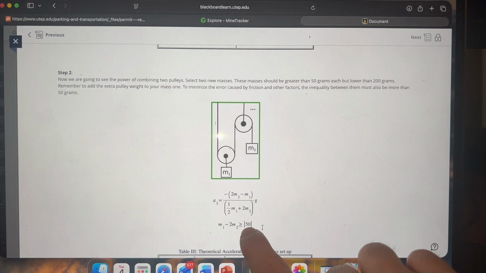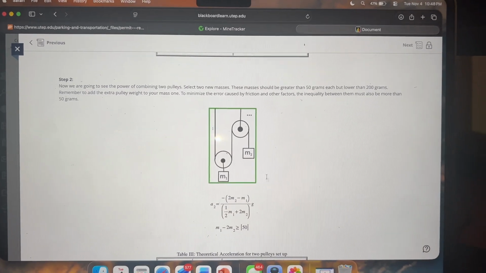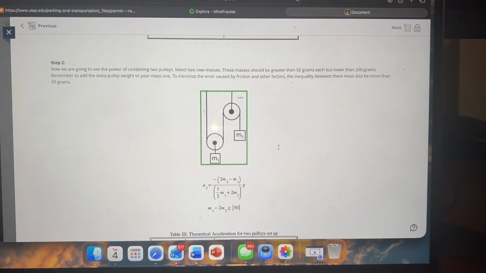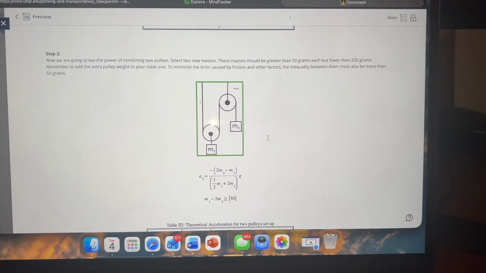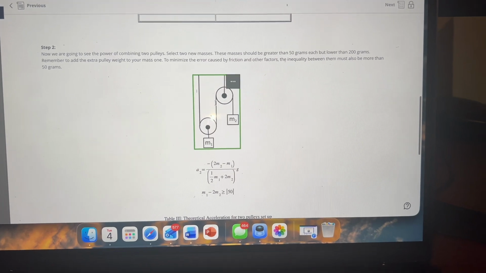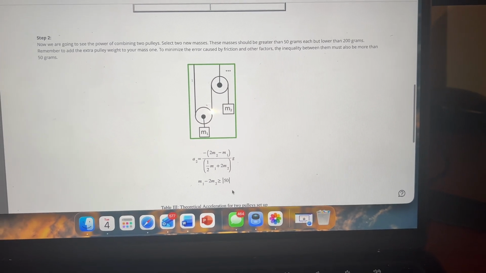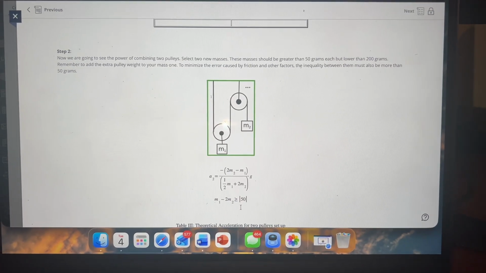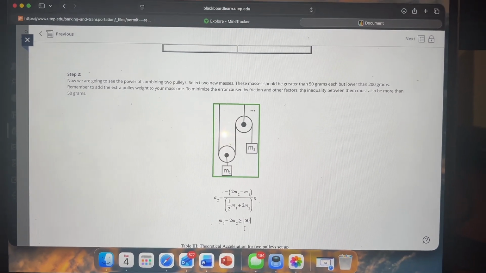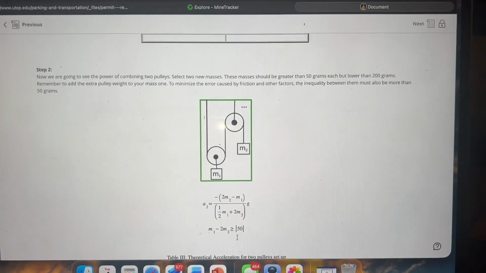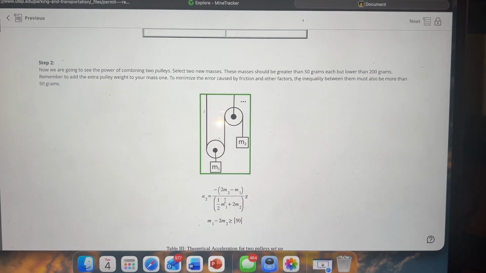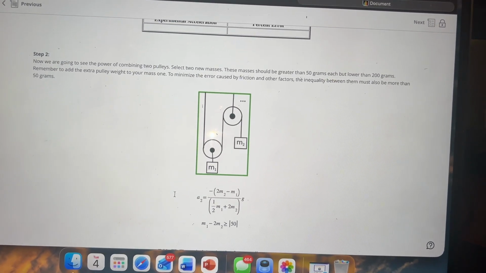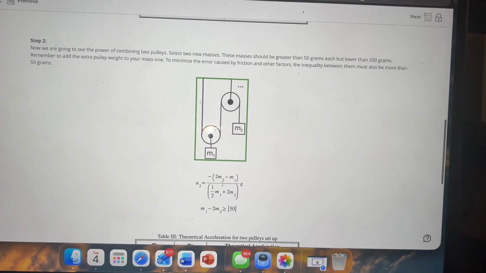And yeah, so then we went ahead and built this setup right here as shown in the second part of the video. To minimize the error and whatnot, we went ahead and made sure that it followed this rule for the inequality between the two masses and the system itself.